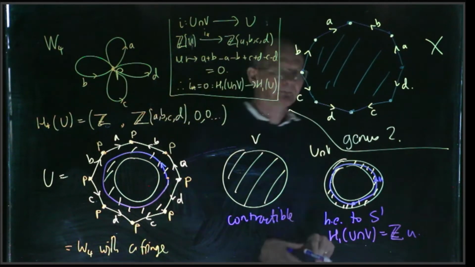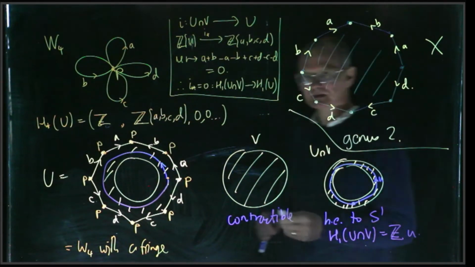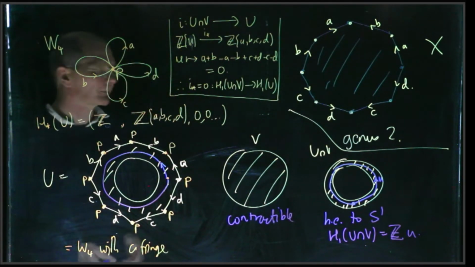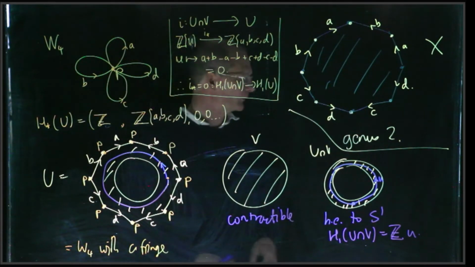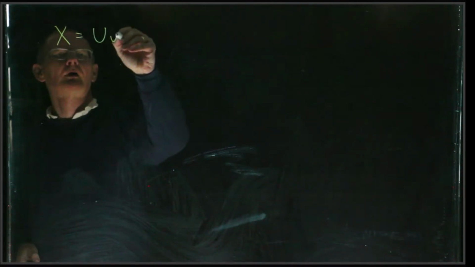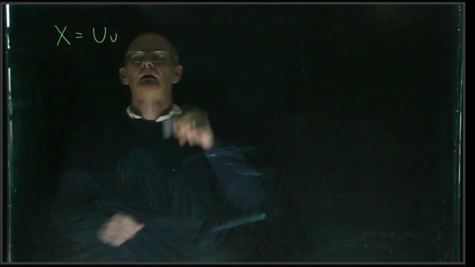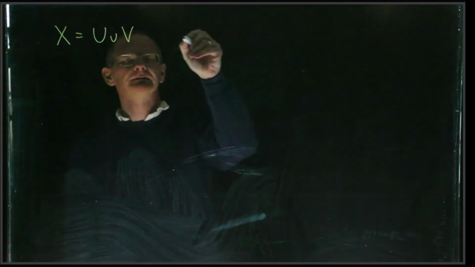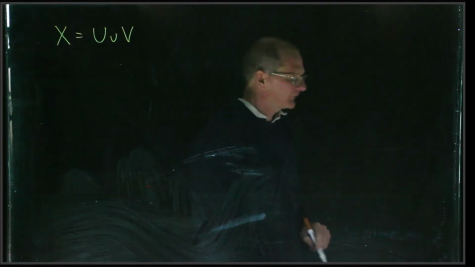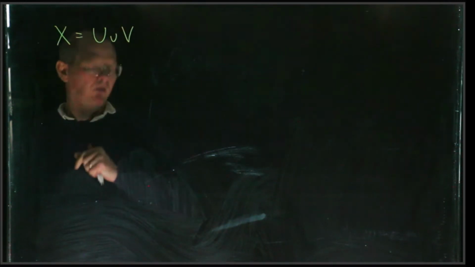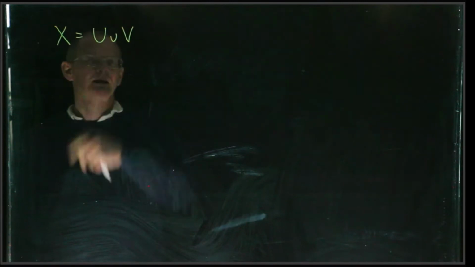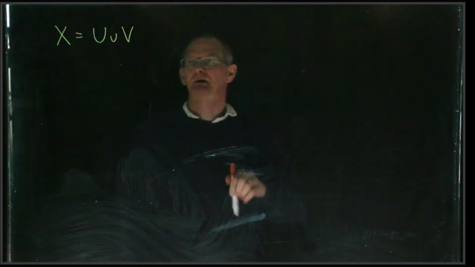So we see that this map i lower star from the first homology of U intersect V to the first homology of U is just the 0 map. Okay, so now we're in good shape to do the Mayer-Vietoris sequence. Let's just remind ourselves where we've got to. So we've got our X as our surface of genus 2. That's going to be U union V. I've drawn pictures of the case where we had a surface of genus 2, but I'll write up here what works for a general genus, because it's pretty much the same.